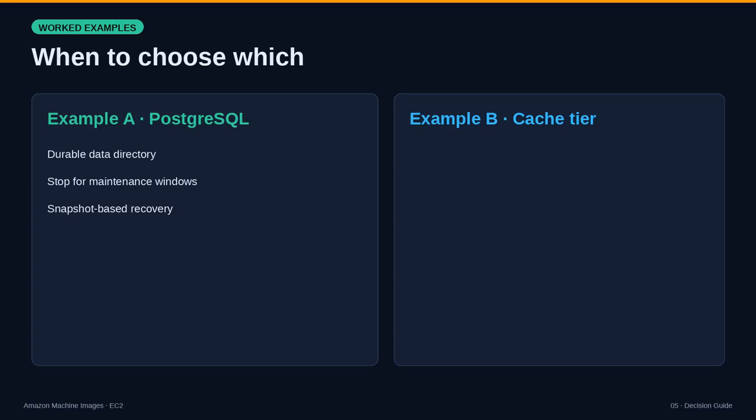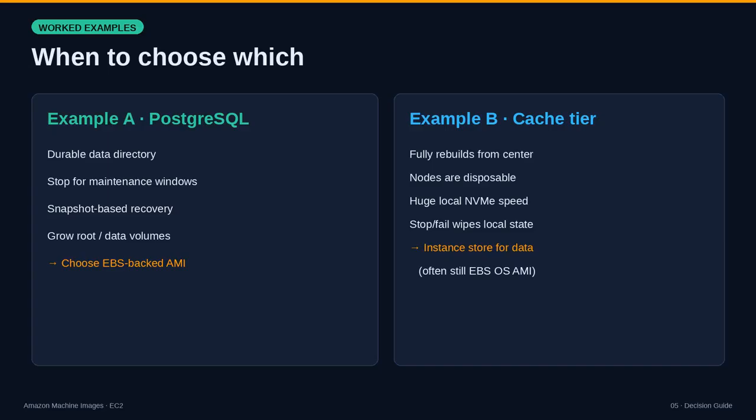Example 2, a large distributed cache tier that rebuilds entirely from a central store on boot. Nodes are disposable. You might choose instance types that offer huge local NVMe instance store for raw speed and you accept that a stop or host failure wipes local state because the design already assumed that. Even then, many teams still boot from an EBS backed AMI and only put the cache files on instance store volumes, keeping the OS durable. The rule of thumb: default to EBS backed AMIs, use instance store for data paths that are already ephemeral, not for the operating system, unless you have a measured reason.